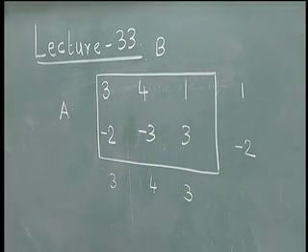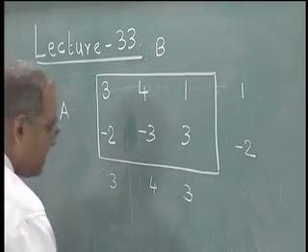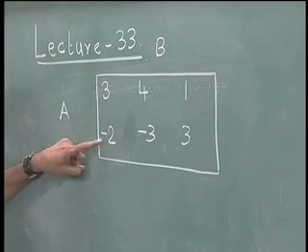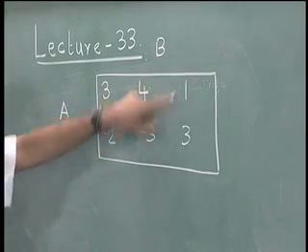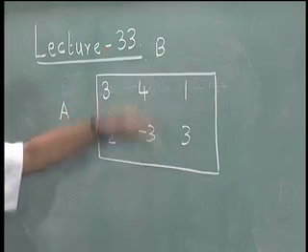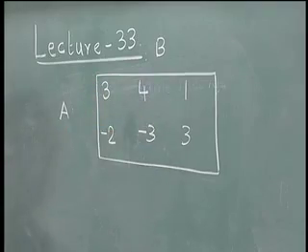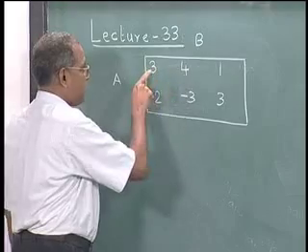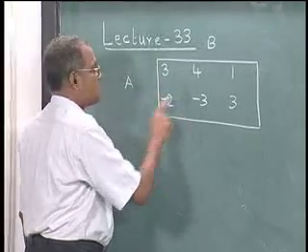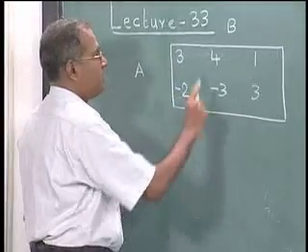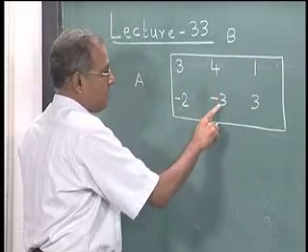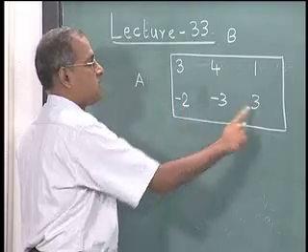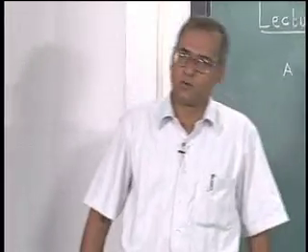Another way of looking at it is also to see whether there is any dominant strategy. Now, 3 is greater than this, and this is greater than this, but this is less than this. Therefore, we do not have a dominant strategy for the rows. Again, for the columns, 4 is bigger than 3, minus 3 is smaller than minus 2, so you do not have one. 4 is bigger than 1, minus 3 is smaller than 3, so you do not have one. 3 is bigger than 1, but minus 2 is smaller than 3, therefore, you do not have one.